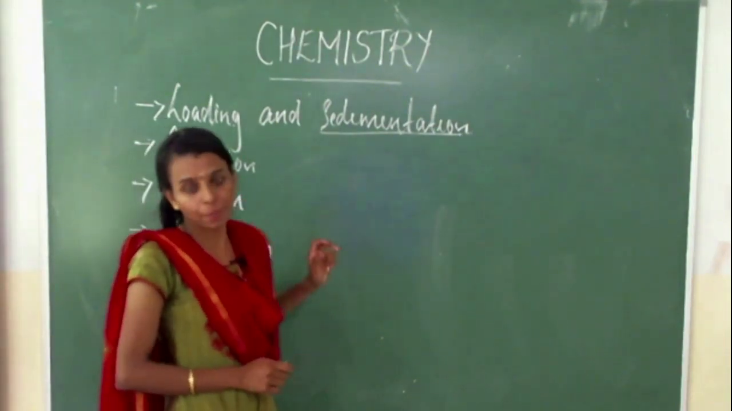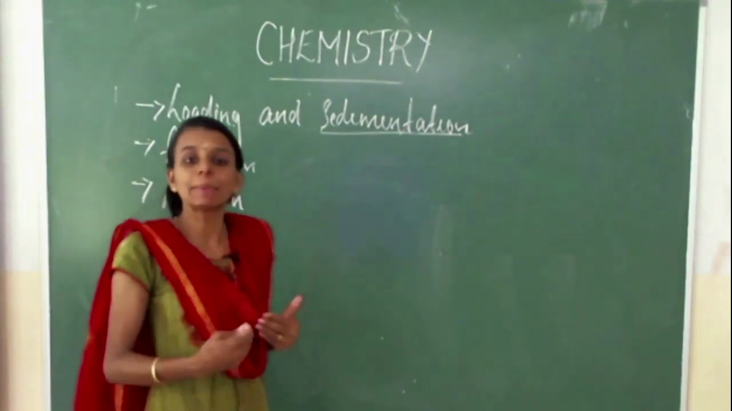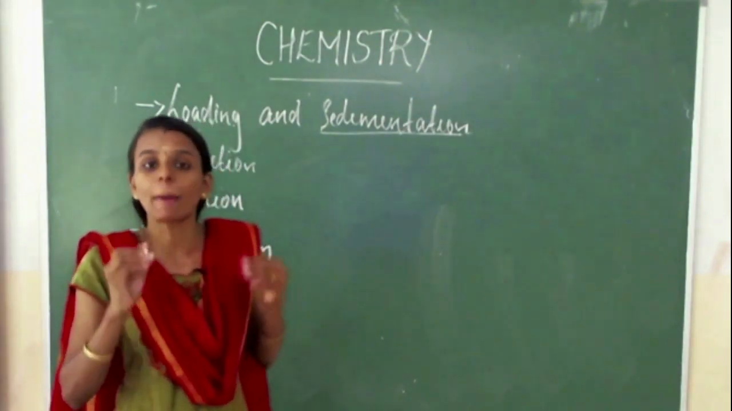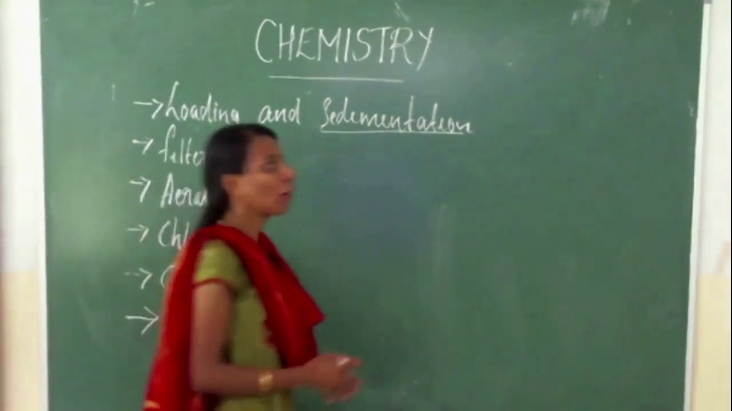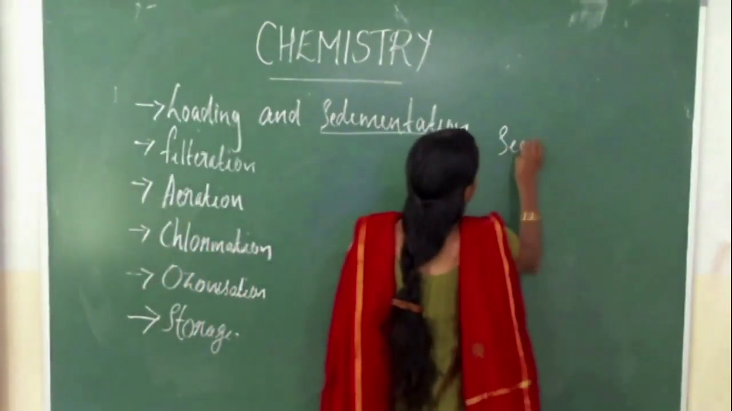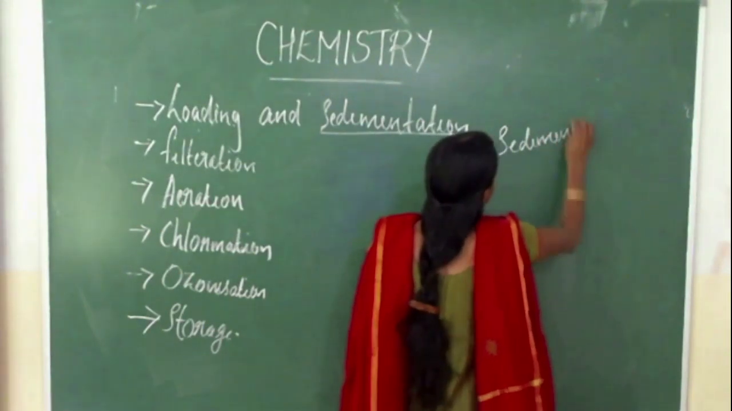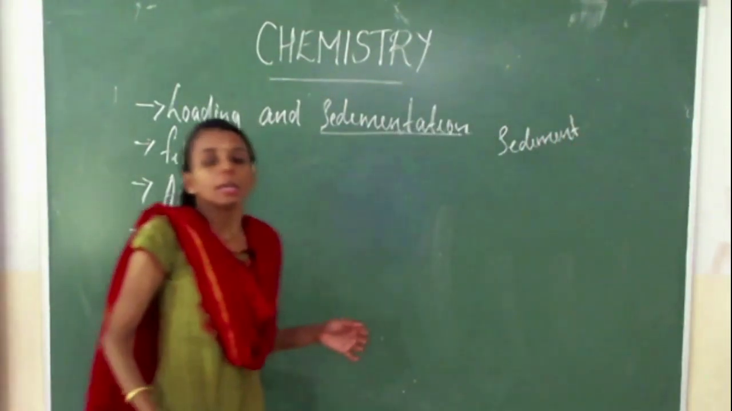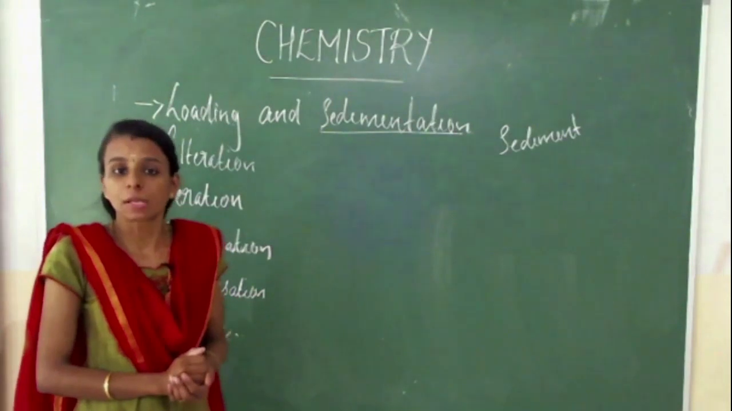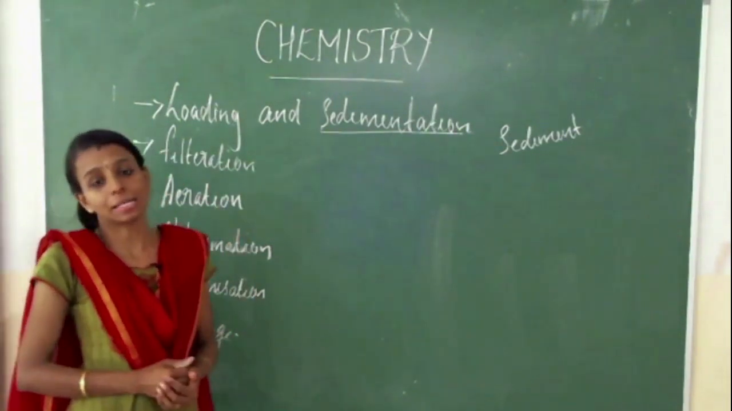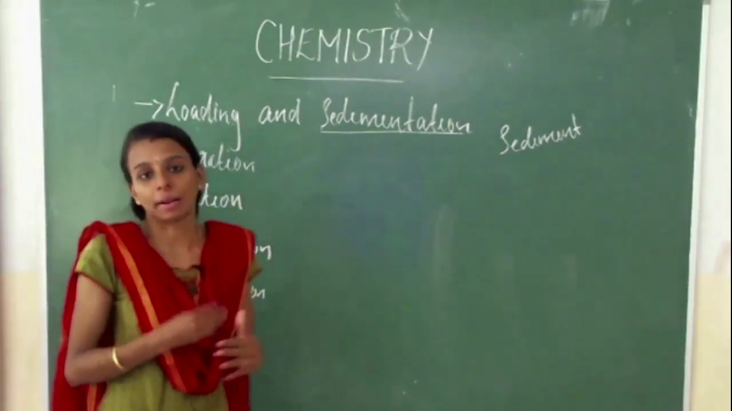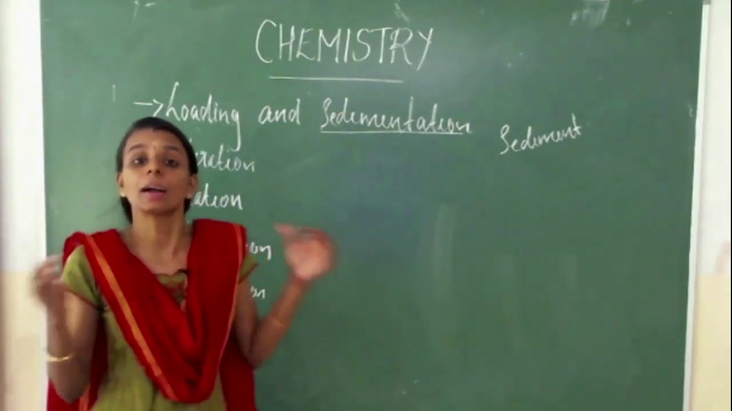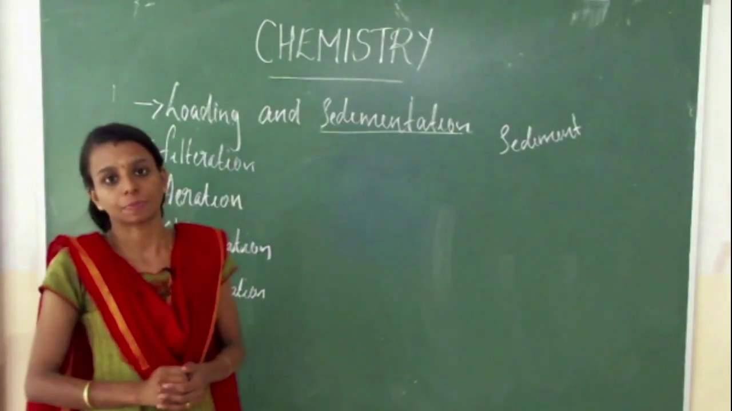It is the first step. After sedimentation, we can see the solid particles at the bottom of the liquid. Those solid particles are known as sediment. Then after the sedimentation process, small particles, like dust particles, will still be there in this water. These particles can't settle down very easily.